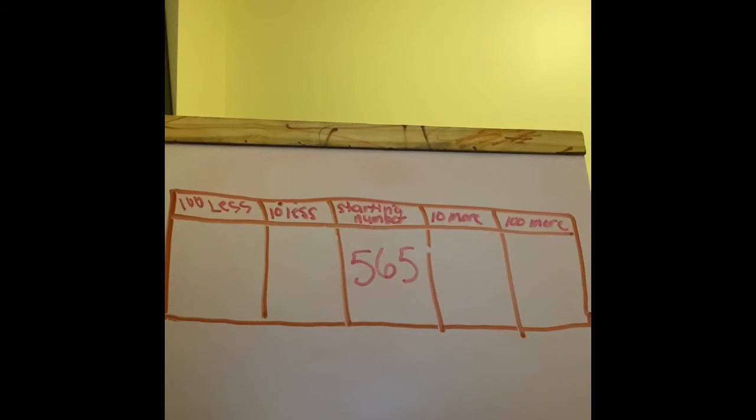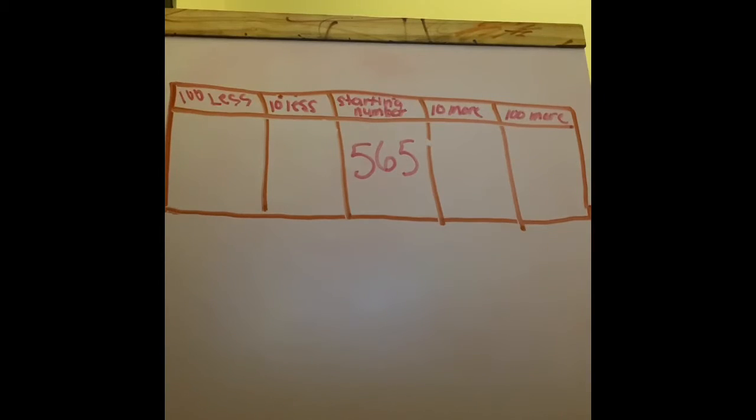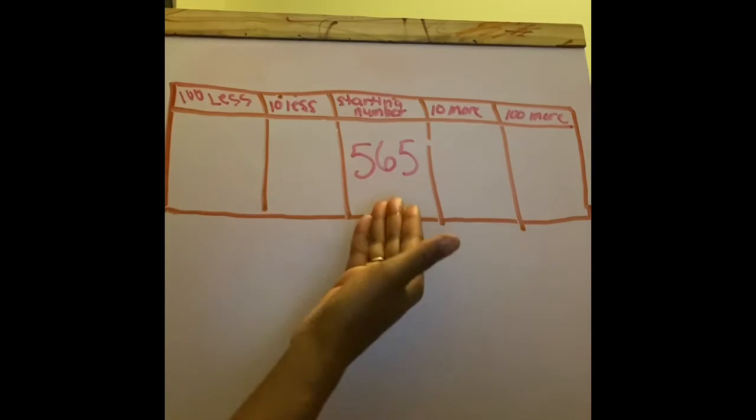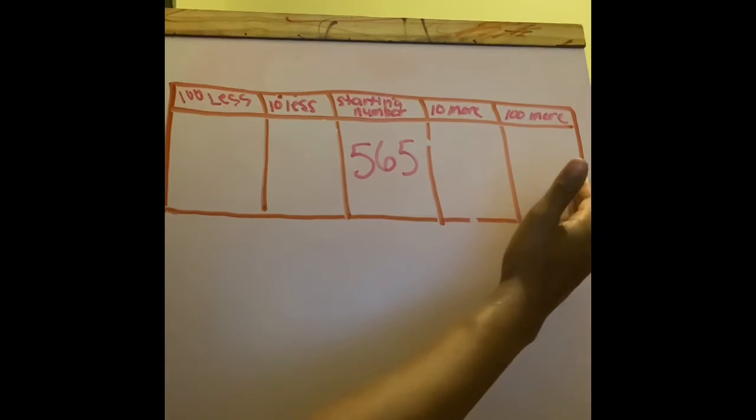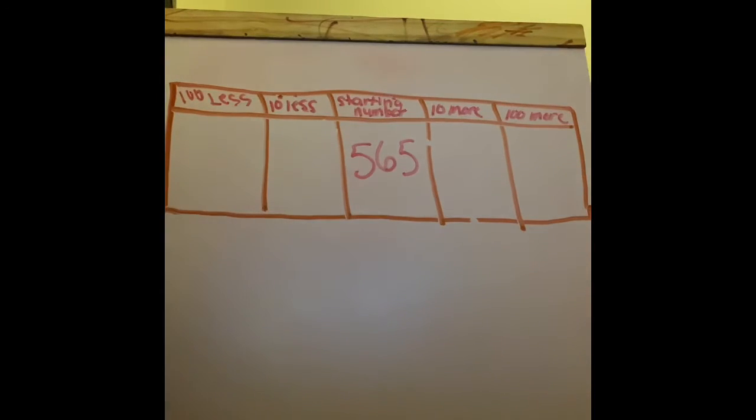So here is my I do portion. So we're going to be working on 10 more and 10 less and 100 more and 100 less. Okay, so here my starting number is 565. My starting number will never change because this is the number I'm going to use in order to show 10 more and 10 less, 10 more and 100 more, and 10 less and 100 less, okay?